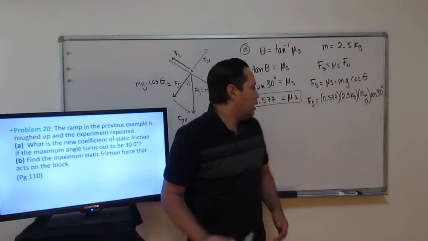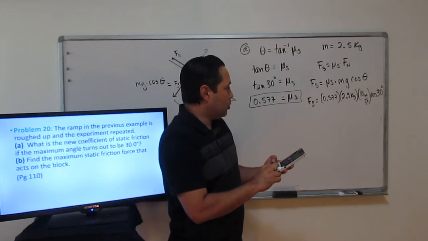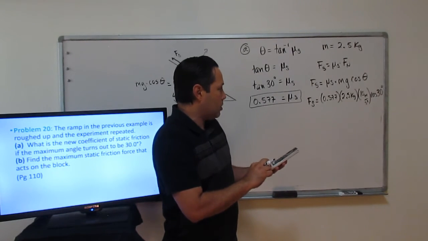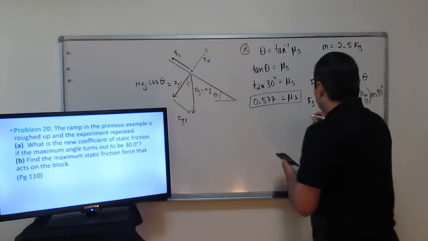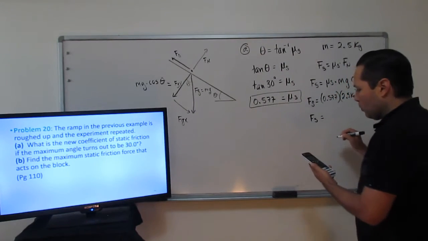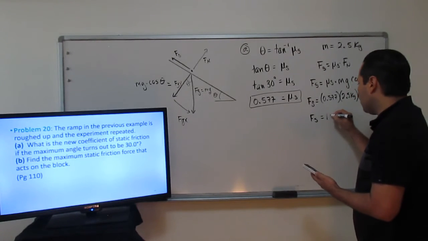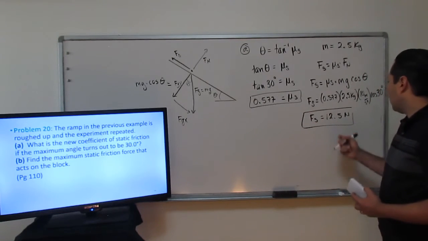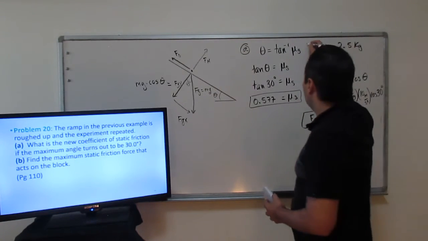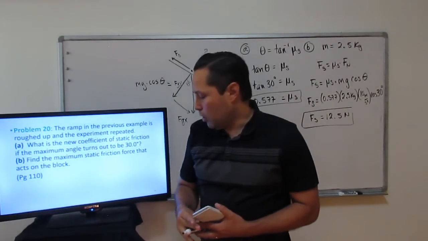All right, so let's plug it into the calculator. I'm going to start with cosine of 30, multiply times 10 times 2.5 times 0.577. So the maximal force of static friction has to be roughly 12.5 newtons. That would be the answer for part B of this problem. All right, let's go ahead and move along.